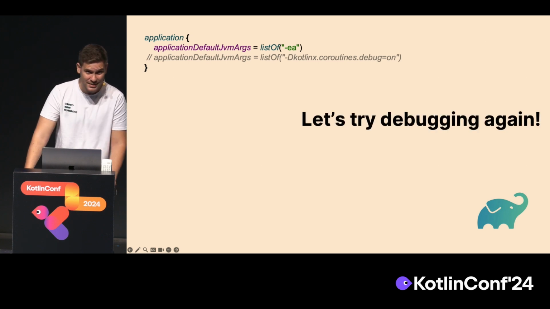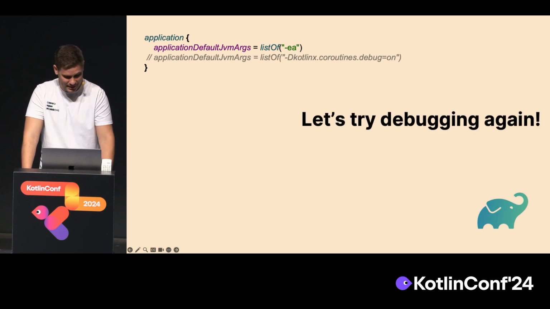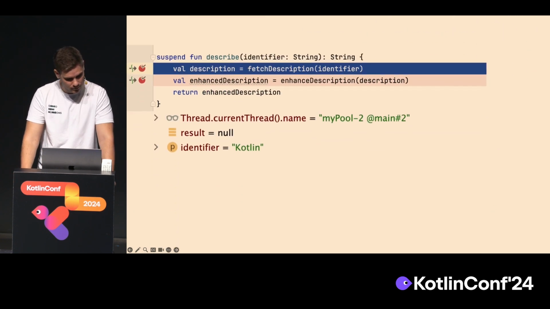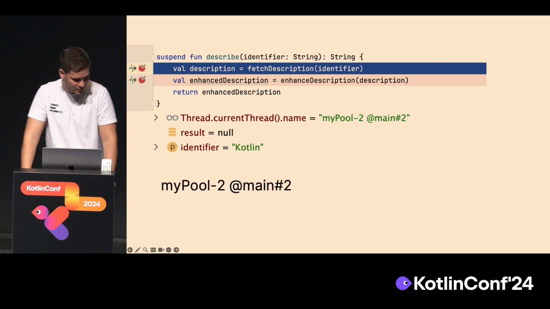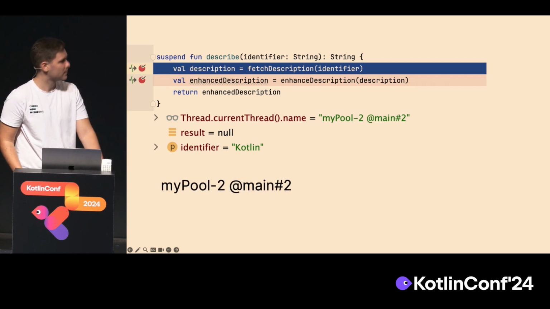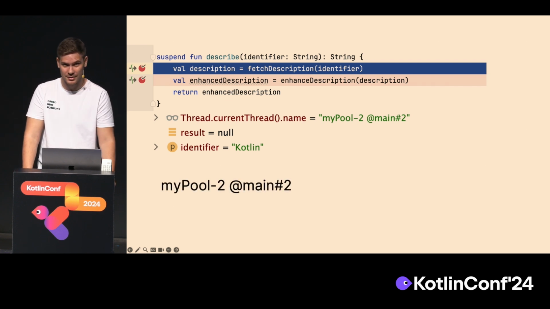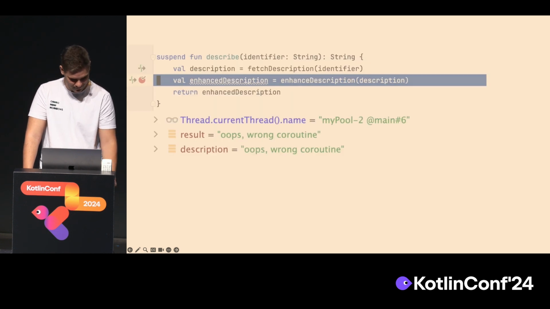All right, so let's try debugging again, but with this flag enabled. And this time, we will keep an eye on the name of the current coroutine. All right, so we are on the first line of the describe function. We can see that the name of the current thread is mypool-2 at main-2, where main-2 is the name of the current coroutine. So let's resume the debug and see what happens.